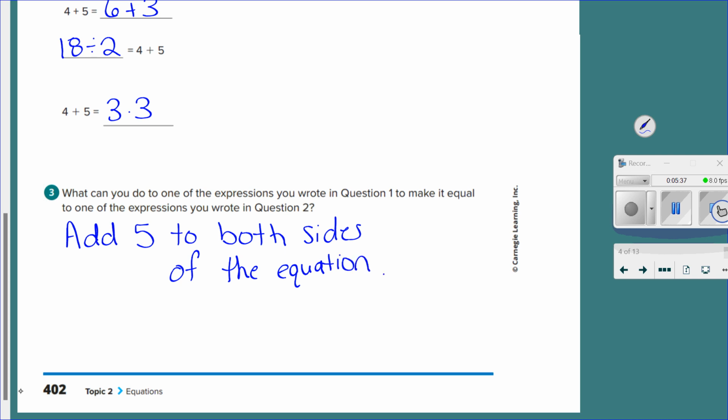Any questions about that? That's going to be a big thing in today's lesson, making both sides equal. Okay? All right, once you have that written, you can look at the next page.